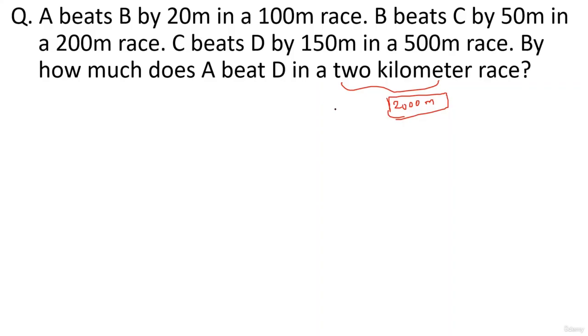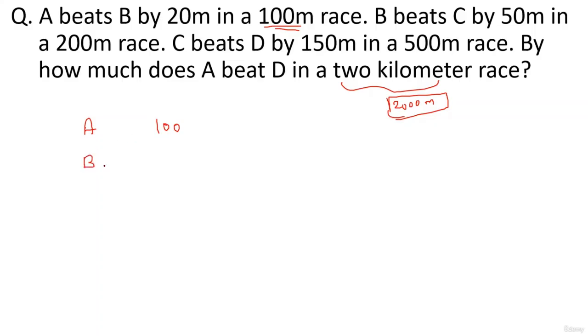Okay. Now there are different ways to solve the question. Two ways which I personally know. We'll solve the question by both the methods. So A beats B by 20 meters in a 100-meter race. Meaning in a 100-meter race, when A is covering 100 meters, A is beating B by 20 meters, right?